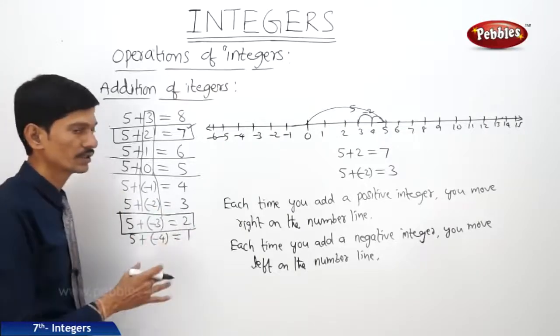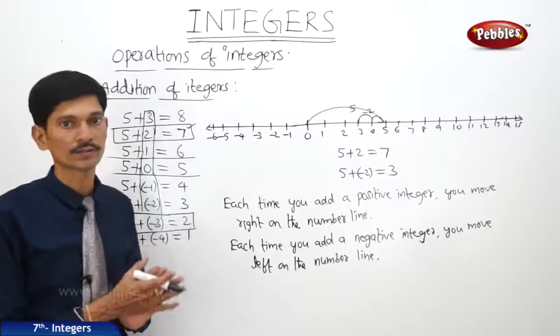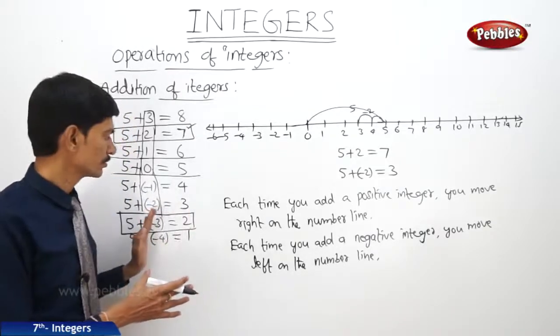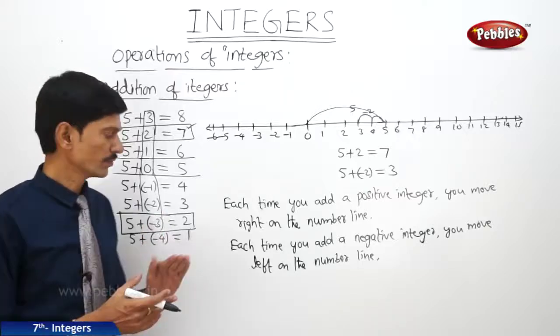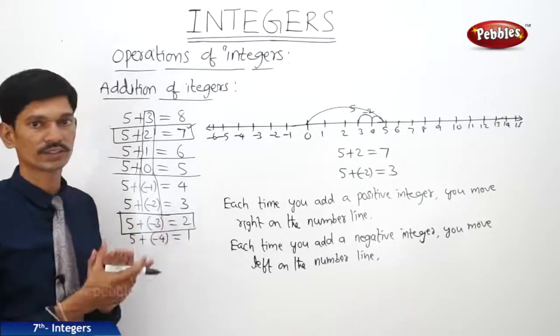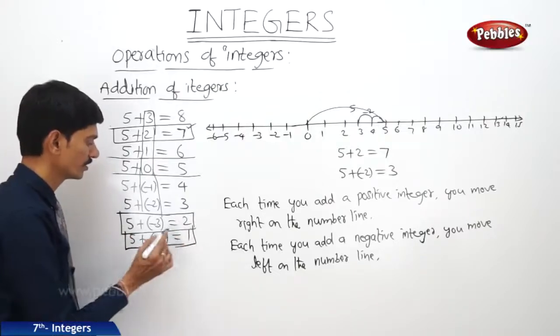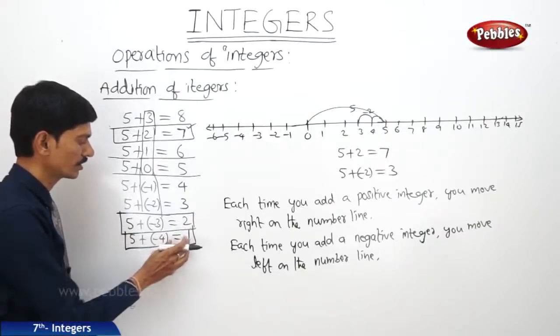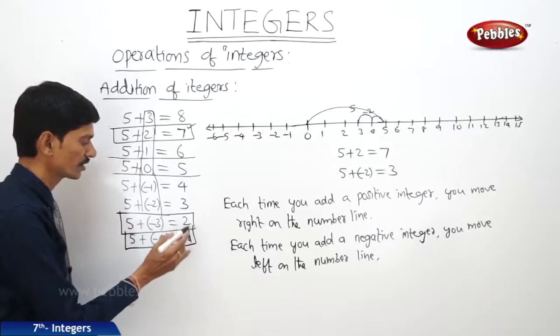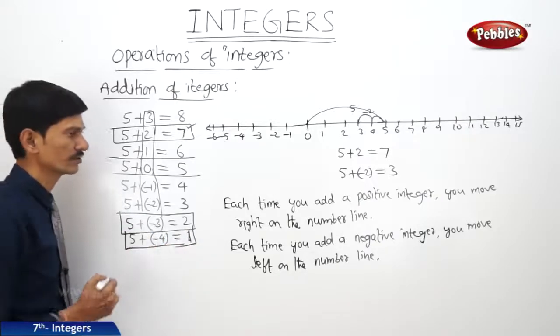But we can say that when two integers are added, the sum is not always greater than the two integers. It may be greater than any integer or it may be less than the two integers. So in this case, 5 plus minus 4 equals 1. So when 5 and minus 4 are added, the sum is 1. So here 1 is less than 5 but 1 is greater than minus 4.